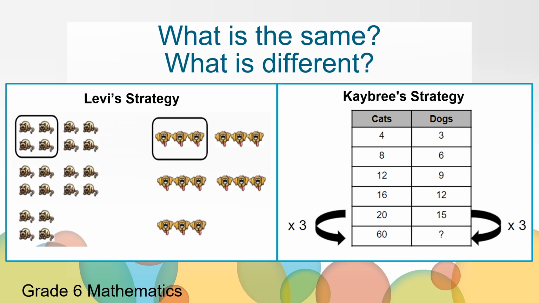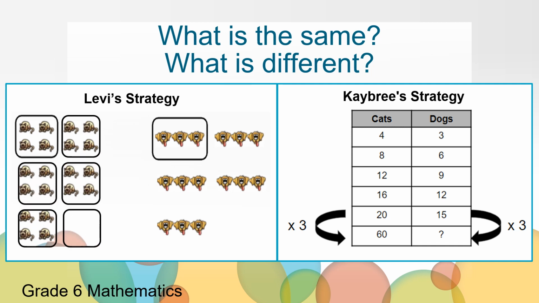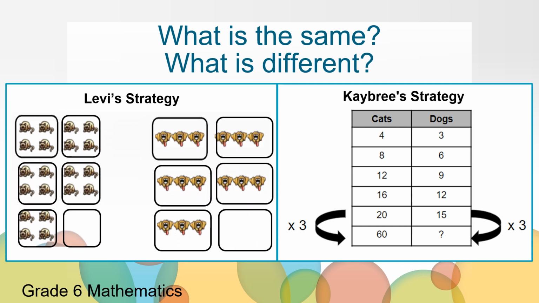You might have noticed that one way Levi and Kaybree's strategies are similar is that they both represented the number of dogs and the number of cats in groups. Levi represented the dogs and cats with pictures. He drew 5 groups of 4 cats and 5 groups of 3 dogs. His picture shows 20 cats and 15 dogs. Kaybree represented the number of dogs and cats in a table. Where do you see her 5 groups of 4 cats and 5 groups of 3 dogs?